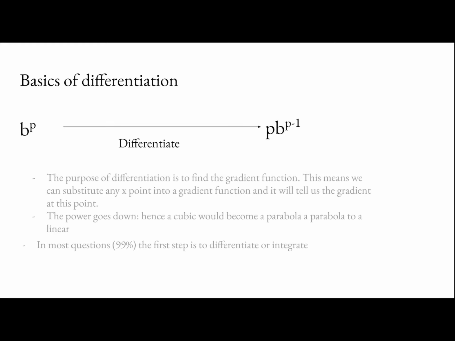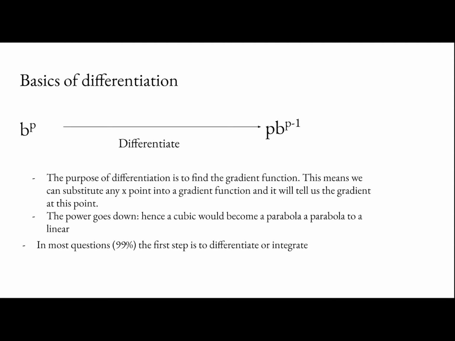So the purpose of differentiation is to find the gradient function. This means we can substitute any x point into a gradient function and it will tell us the gradient at this point. So basically how much is that graph increasing or decreasing at a certain point, okay? Because not all of the graphs are increasing or decreasing at the same rate. Like sometimes a parabola could be decreasing at this much, but in another place it could be decreasing at a different amount or increasing. So the power goes down, so therefore if we differentiate a cubic, it will become a parabola.